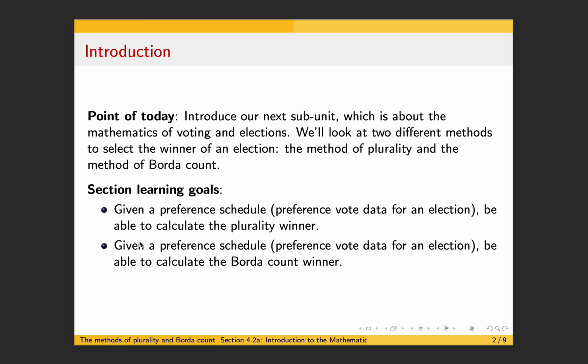So what is the point of this material? I'm going to introduce our next subunit of material, which is about the mathematics of voting and elections, a very important topic. We'll look at two different methods to select the winner of an election, the methods of plurality and Borda count. Put shortly, given election data, there are multiple ways to decide who should be the winner, and questions about fairness. Under a fair voting method, who should win? Questions like this. So that's what this unit is about, and today we're just talking about two methods, and then we'll build on this material on Monday.